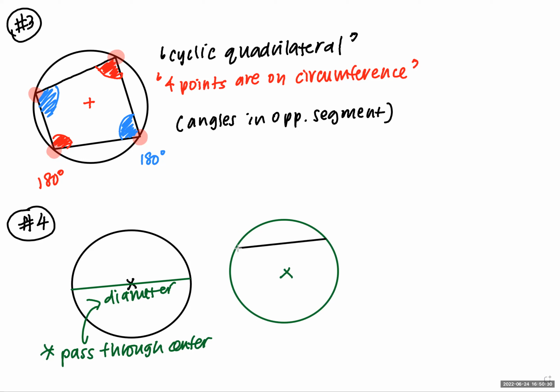Okay, so can you see here? Can you see that this one goes from one end to the other end? Does it pass through the center? No. No, it's called a chord. Understand? It's called a chord.